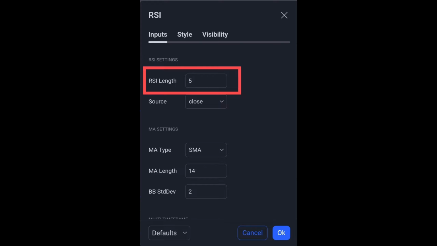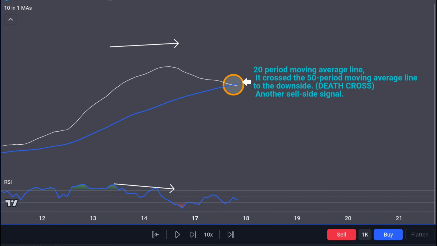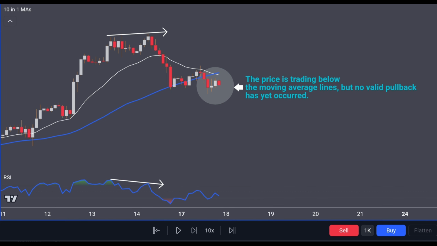Now, in order to see the divergence formed in the RSI indicator with sharper lines, we are changing our parameter from 14 to 5. This way, the RSI line will move much faster and the peaks and bottom levels will be displayed in a more distinct manner. Price is going up but RSI is going down. There is a negative divergence, but it is just first confirmation. We are waiting for next confirmations. The 20-period moving average line crossed the 50-period moving average line to the downside, another sell-side signal. The price is trading below the moving average lines, but no valid pullback has yet occurred.